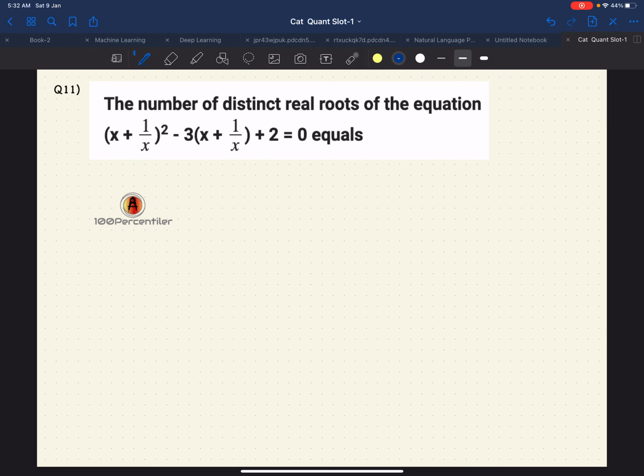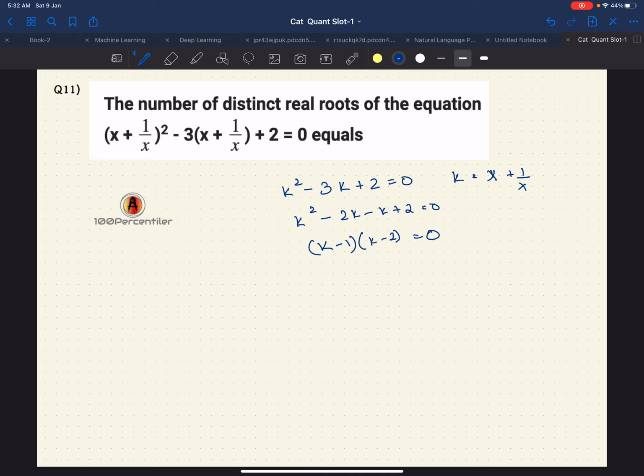The number of distinct real roots of the equation (x + 1/x)^2 - 3(x + 1/x) + 2 = 0. So very quickly we can write this as k^2 - 3k + 2 = 0, where k is nothing but x + 1/x. Now k^2 - 2k - k + 2 = 0. This is (k - 2)(k - 1) = 0.